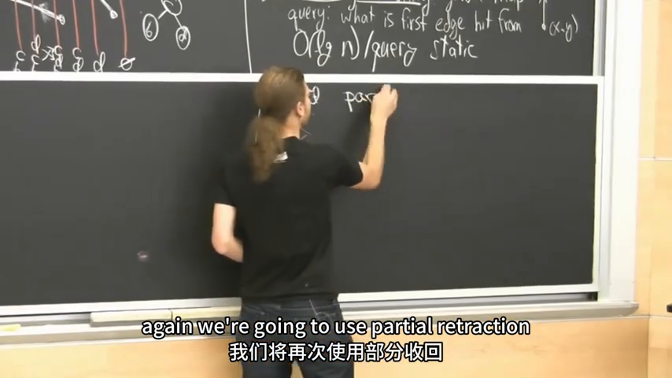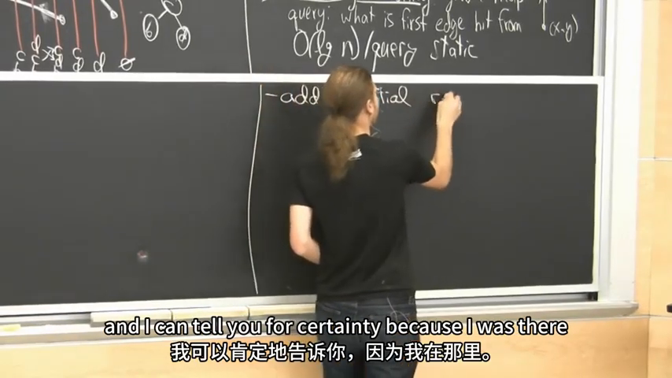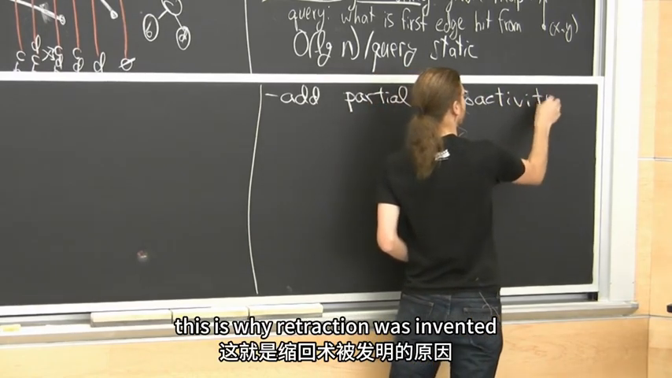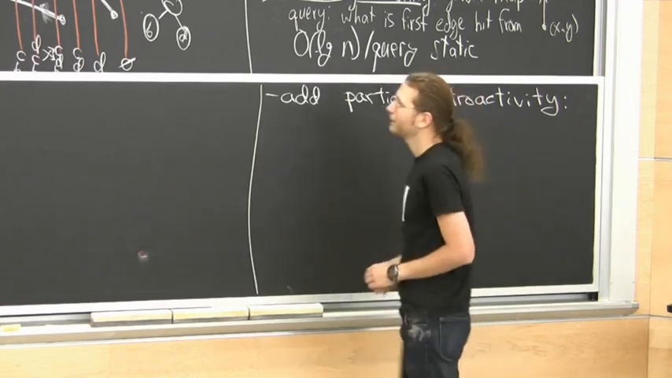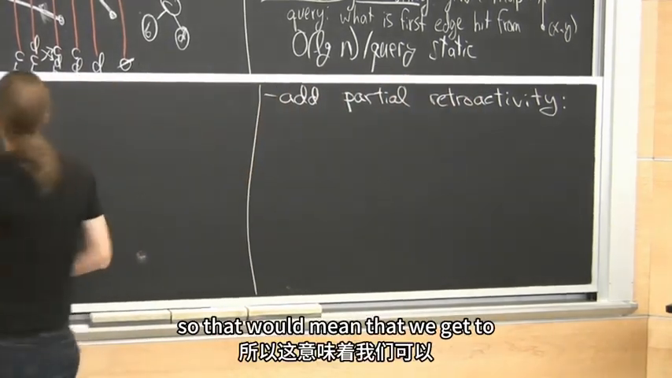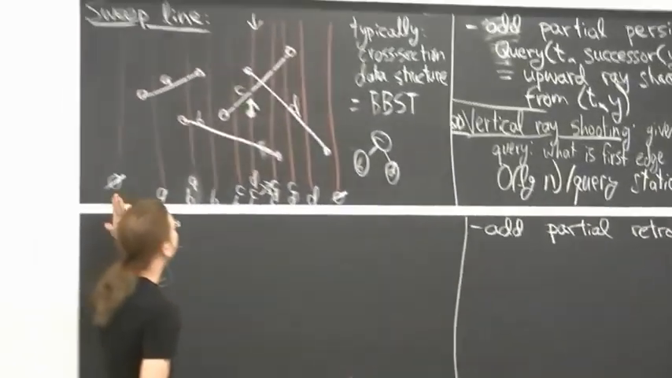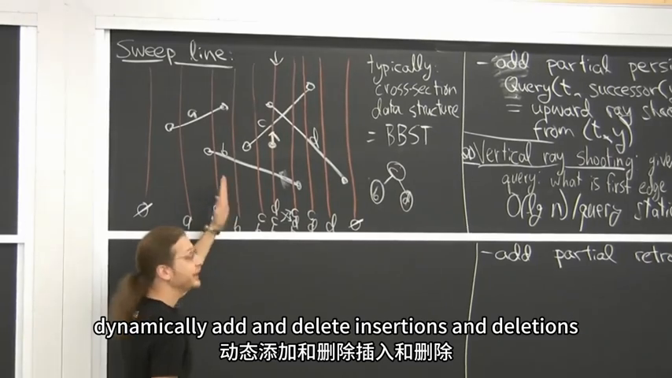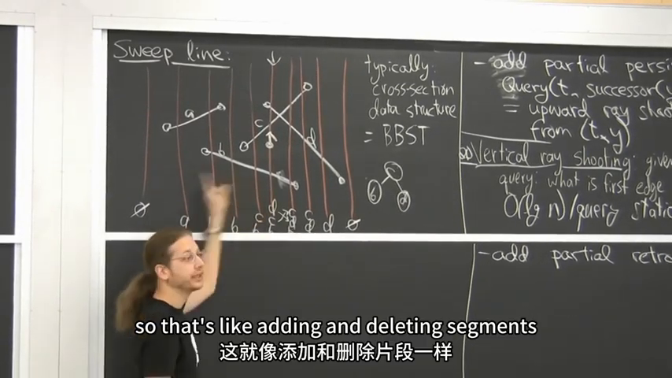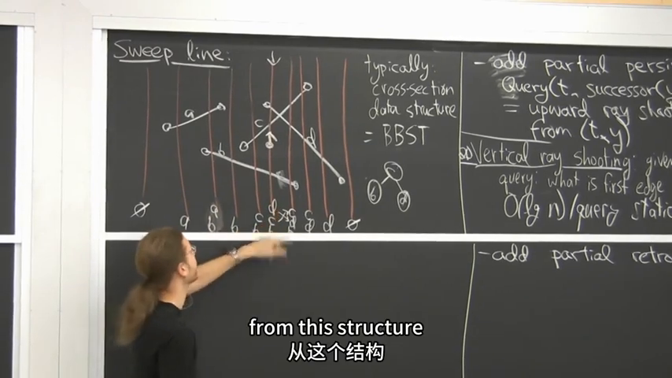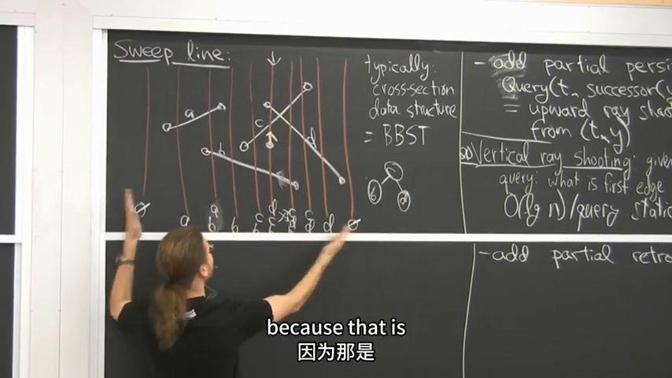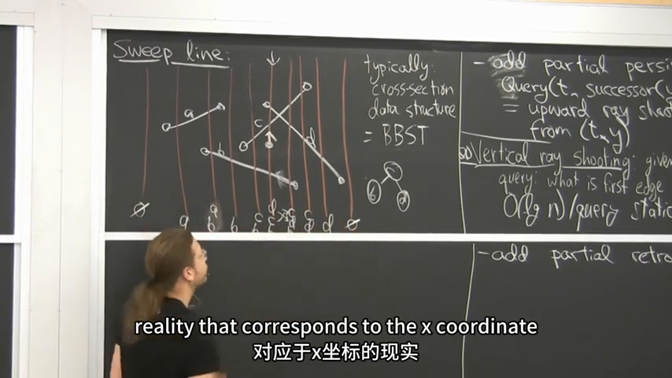Again, we're going to use partial retroactivity. And I can tell you for certainty, because I was there, this is why retroactivity was invented. So retroactivity would mean that we get to dynamically add and delete insertions and deletions. So that's like adding and deleting segments from this structure. Again, we have a linear timeline. We always want to maintain a linear timeline because that is reality. That corresponds to the x-coordinate.